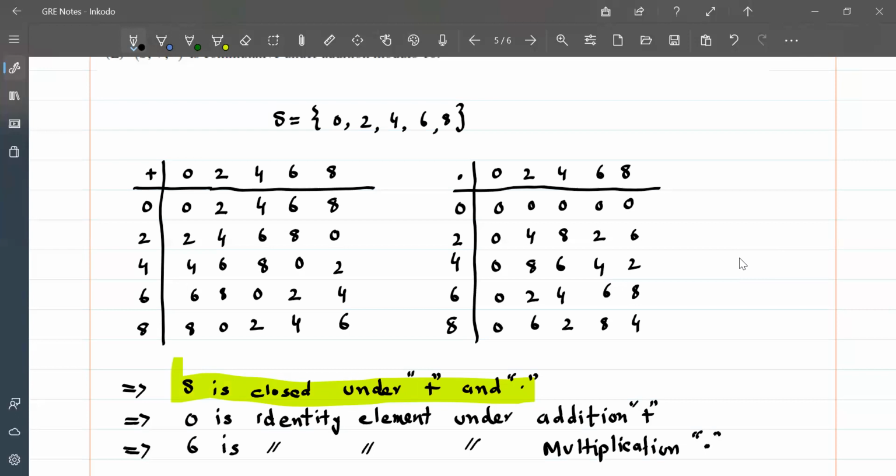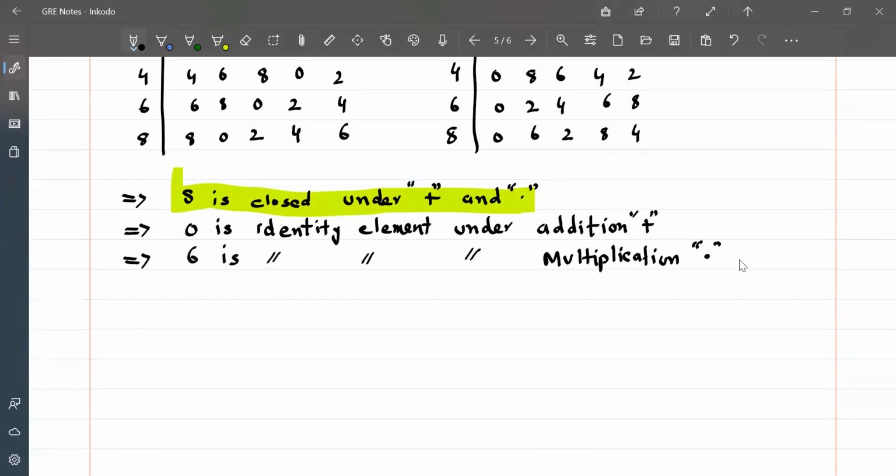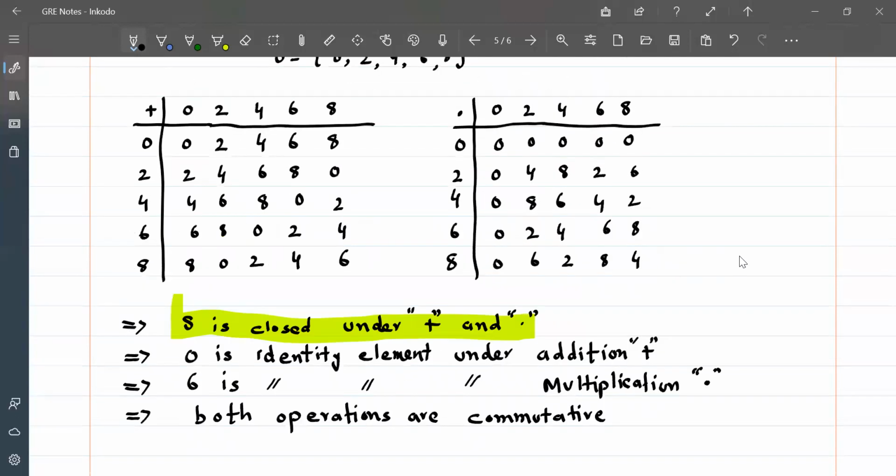Multiplication is represented by a dot. Now the next thing is both operations are commutative, because when we multiply 6 with 4, we get 4, and 4 with 6, we get 4. Similarly, when we multiply 4 with 2, we get 8, and 2 with 4, we get 8. Similarly, when we multiply 4 with 6, we get 4, and if we multiply 6 with the element 4, we get 4.